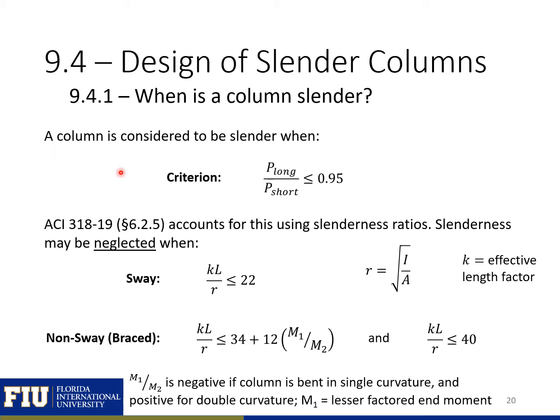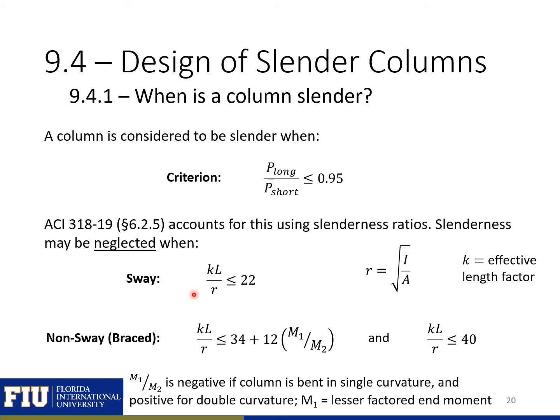We can remember that a column is considered to be slender if our capacity considering slenderness divided by our capacity just looking at the section is less than or equal to 0.95, 95%. So if our slenderness causes greater than a 5% decrease in strength compared to our sectional analysis, then we need to consider slenderness. ACI or researchers have gone and looked at this relationship and determined what KL over R values will be our criteria to see when we need to consider slenderness.